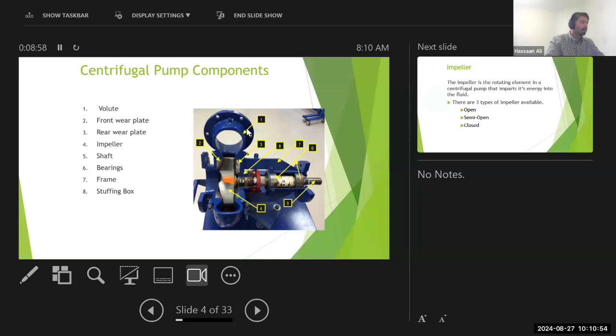Volute is the body of the centrifugal pump, and the cross section of this body changes as we move from the suction to discharge. And the reason is the Bernoulli principle. We want to increase the area so that we can reduce the velocity and increase the pressure. Then we have what we call the shaft of the pump, which is connected with the prime mover. The bearing of the pump will provide the support and the lubrication. Then there is a frame of the centrifugal pump. And number 8 is the stuffing box or the sealing components, which ensures that the fluid does not leak into the environment.